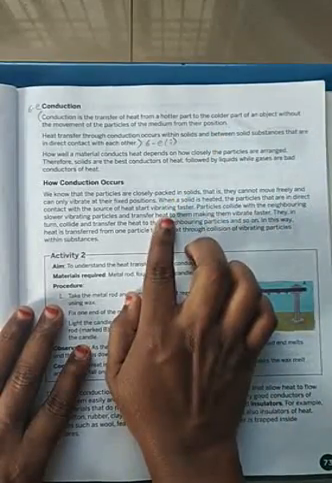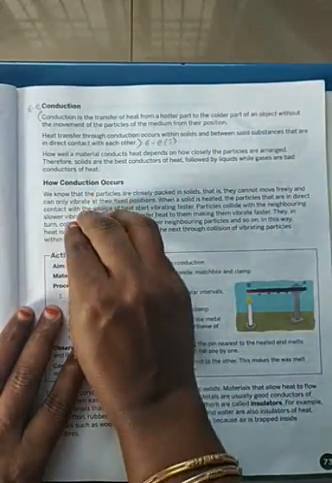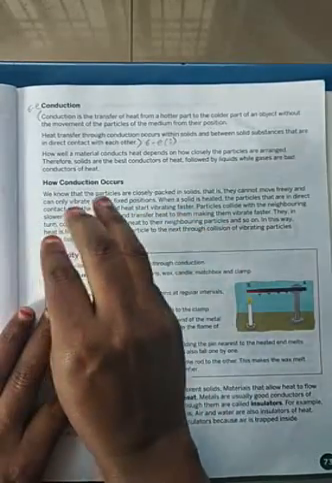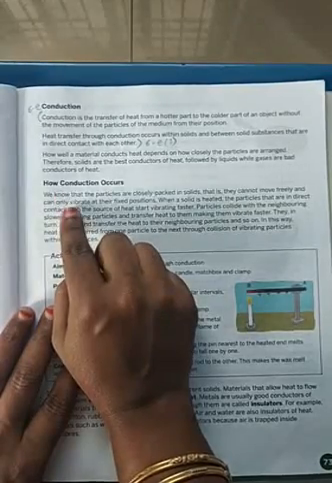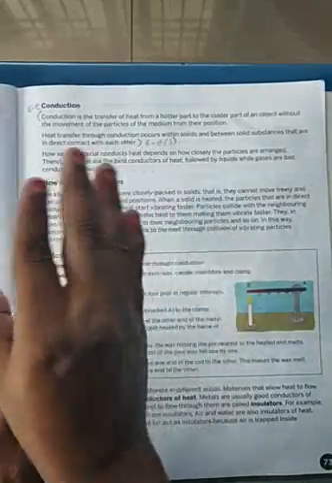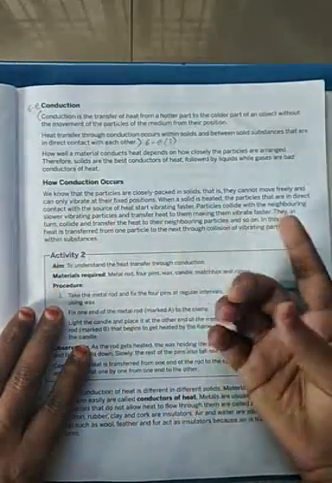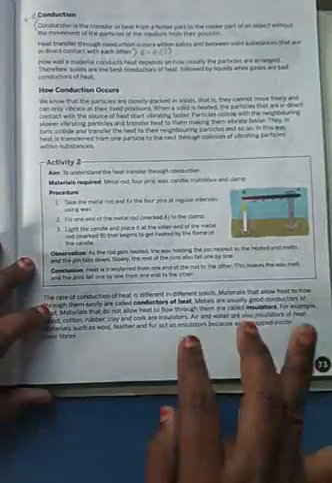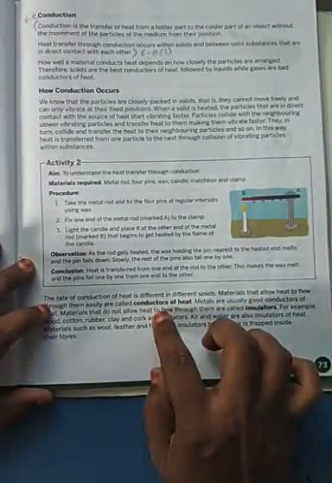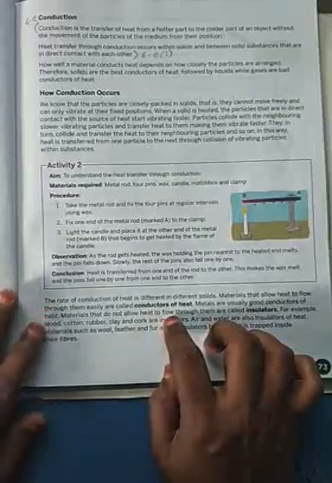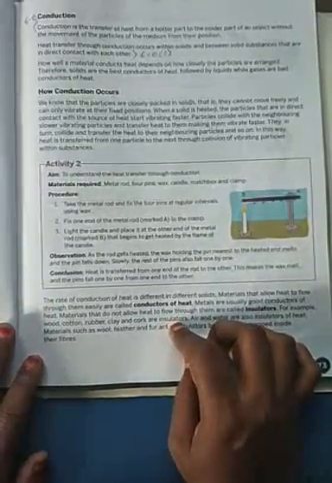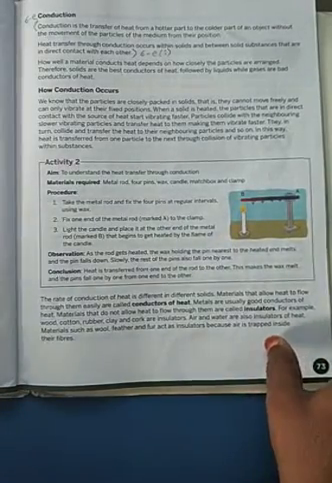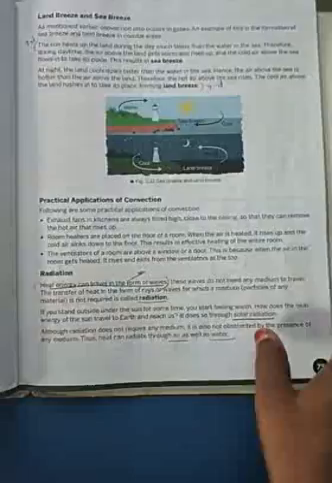How is this acting? In solids, when the particles are very closely packed, the particles will be vibrating. When the vibration is transferred from one molecule to the other, heat energy is also getting transferred. So we will be having conductors and insulators. The objects which conduct heat energy are called conductors. The objects which do not conduct heat energy are called insulators.